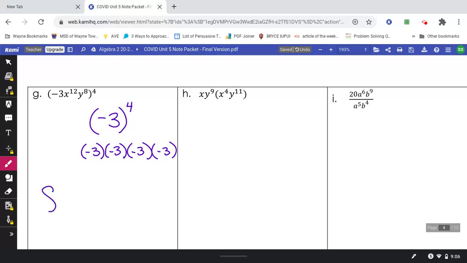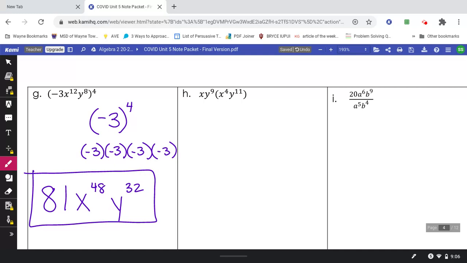That gets positive 81. And then you would have multiplied 12 times 4 to get 48. And 8 times 4 to get 32. Those are some pretty big exponents. That's okay. Powers to powers, those numbers get big pretty quick.